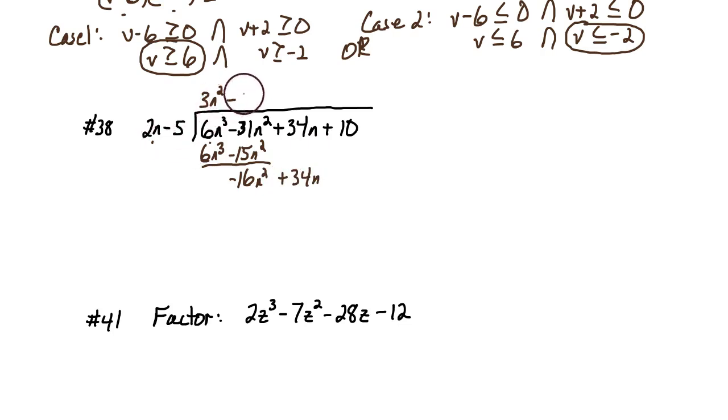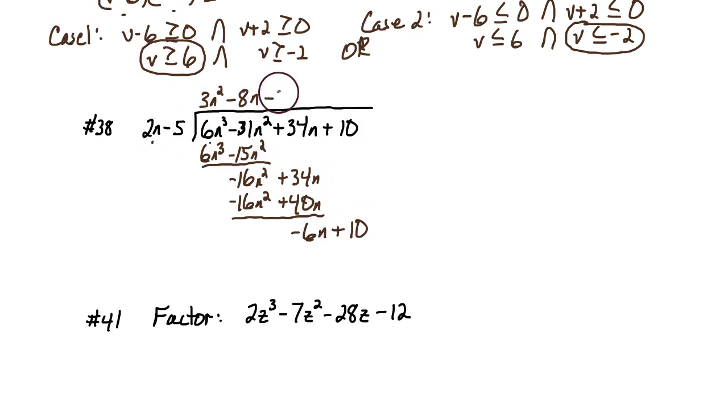2n times negative 8n is the negative 16n squared. And negative 8n times negative 5 is positive 40n. Now subtract. 34 subtract 40 is negative 6n. And bring down the next term.